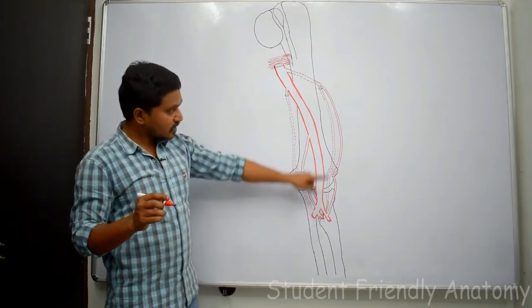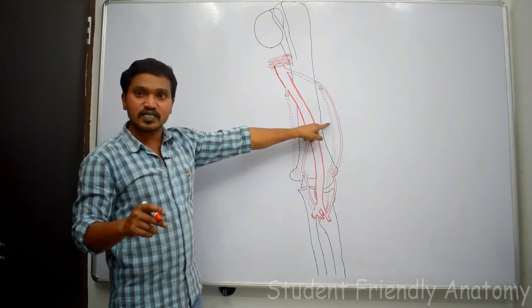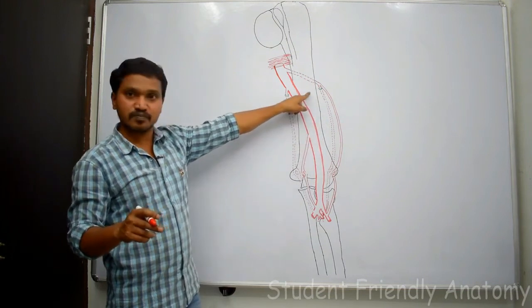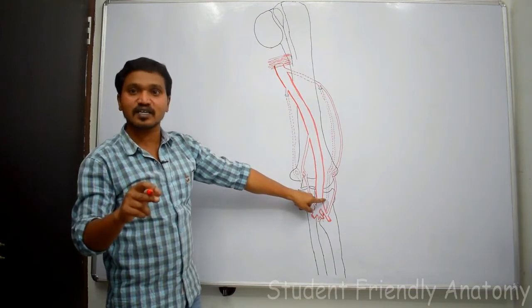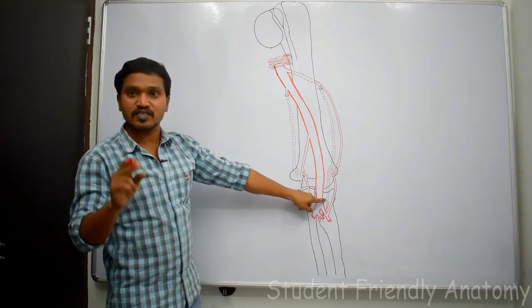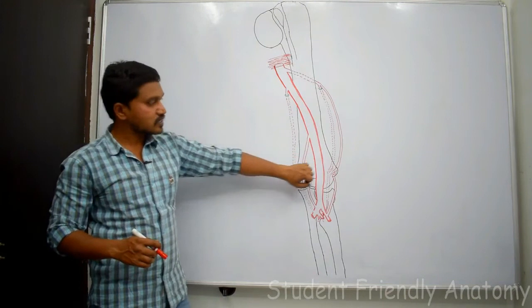Right? Then what is this artery? Posterior descending branch of profunda brachii. Anastomosing with what? Interosseous recurrent. Interosseous recurrent is a branch of the posterior interosseous artery. Here 4 arteries, here 4 arteries.